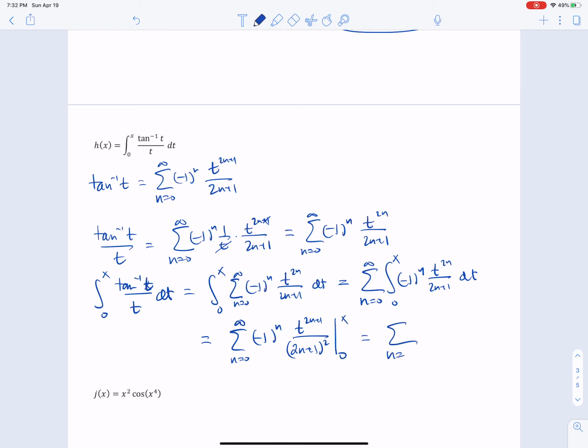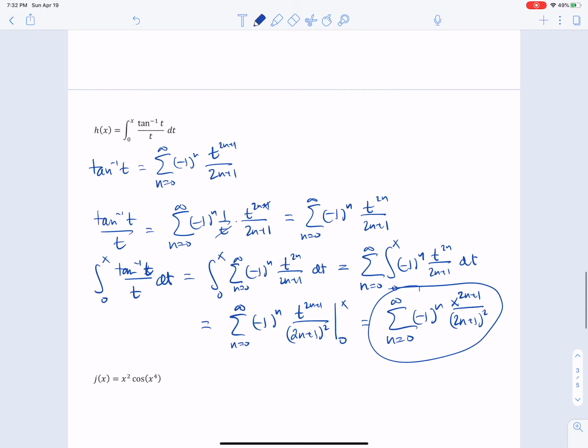When I put x in for t, I get this. x to the 2n plus 1 over 2n plus 1 squared is my general term. And if I put 0 in for all the t's, I'm just going to be subtracting 0. So it's as if it really isn't there. And so this is my answer right here. So we can manipulate the Maclaurin series that we know, and then we can integrate termwise. We saw that in previous videos. And then here we're just evaluating at x and evaluating at 0, and this is our result.